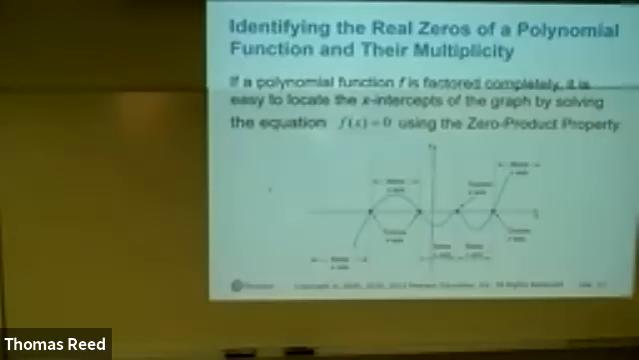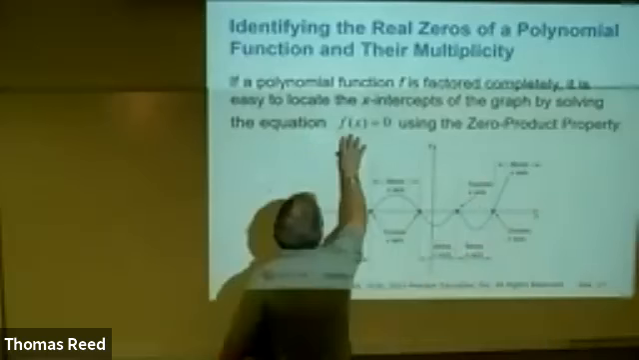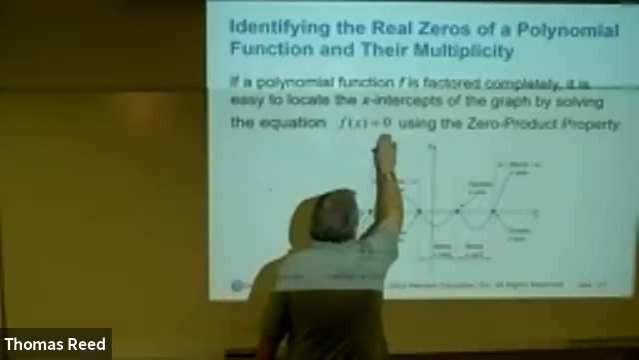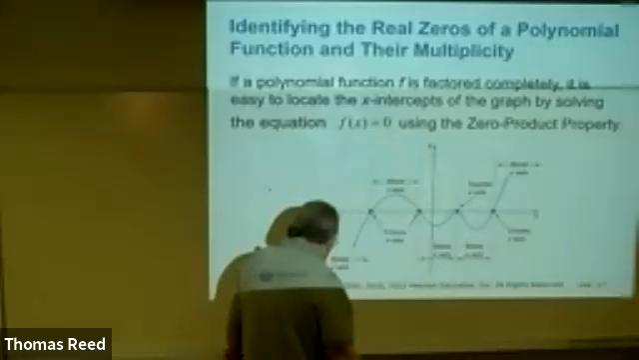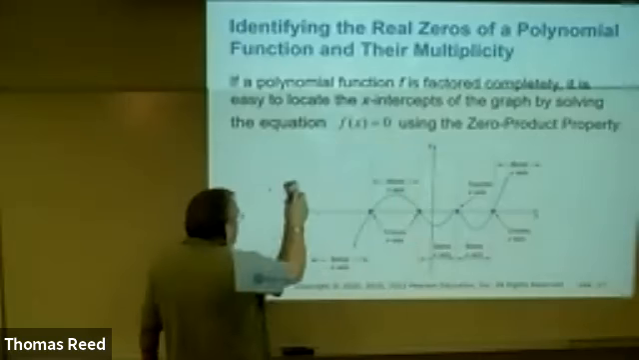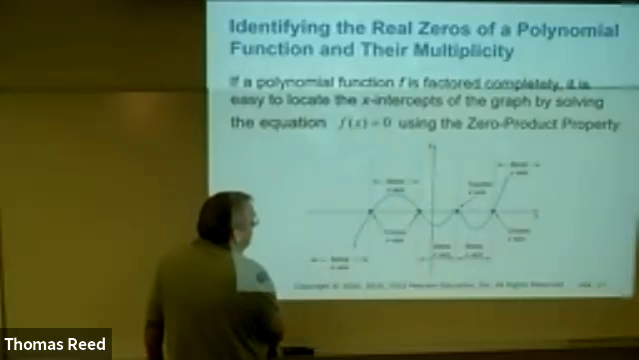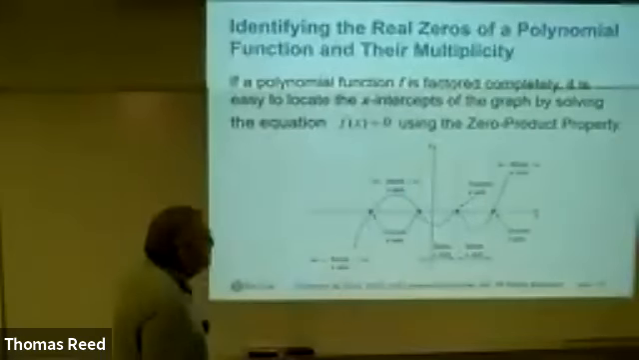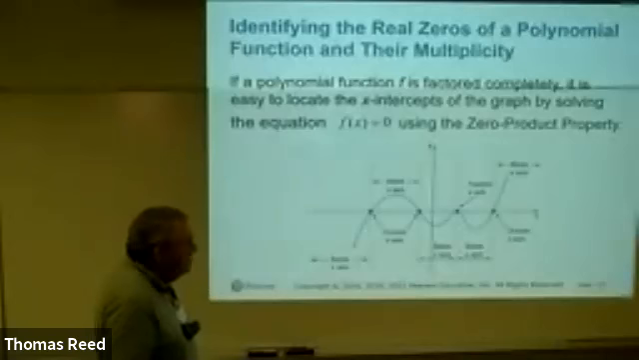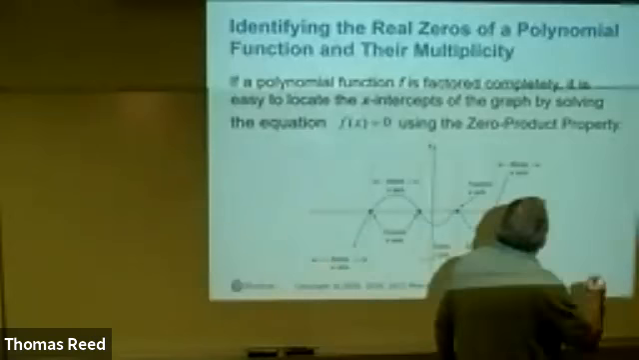All right. Now, if a polynomial function f is factored completely, it's easy to locate the x-intercepts of the graph by solving the equation f of x equals 0. So you set the expression that's the function equal to 0, and you get an equation that equals 0, and you solve. And then you factor and use the zero product rule. Well, they say property, I say rule.